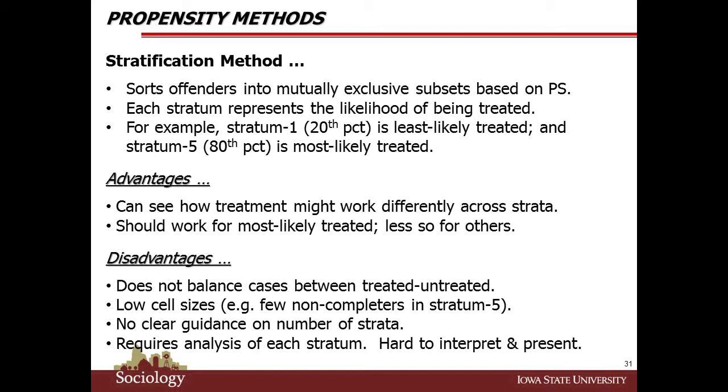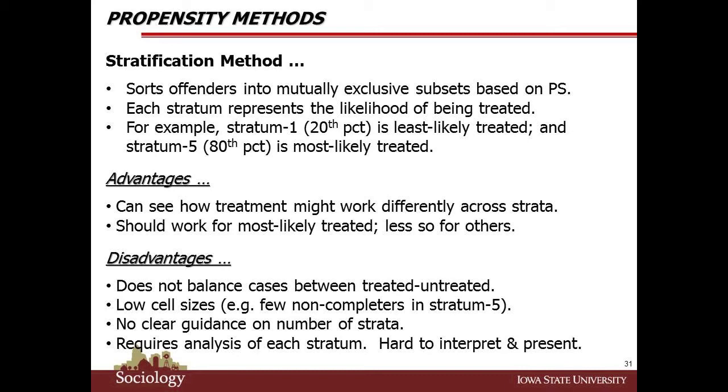Each stratum represents the likelihood of being treated. Remember, we're stratifying based on the propensity score. The higher the propensity score, the more likely it is for that offender to be treated, and the lower the propensity score, the lower the probability of that offender being treated. For example, if we take the bottom 20th percentile and call that the first stratum, those are the bottom 20% of parolees that are least likely to be treated. If we take the upper quintile, those whose propensity scores are in the 80th percentile or higher, those are in the 5th stratum, or 5th quintile, and those are most likely to be treated.